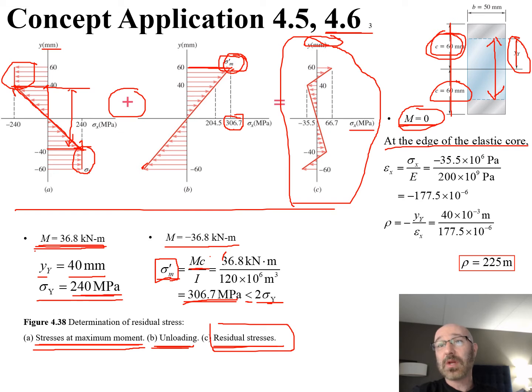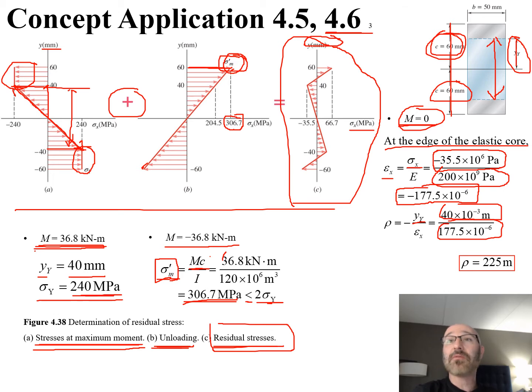So we have this relationship that our strain in the x direction is equal to our sigma x over E, where we have this value for our sigma x of 35.5 times 10 to the 6 pascals. We know our modulus of elasticity of the material is 200 times 10 to the 9th pascals. We do that out, and our epsilon sub x is negative 177 times 10 to the negative 6. If we want our radius of curvature, our rho value, we can take our y sub y, 40 times 10 to the negative 3 meters, divided by that epsilon sub x. And we can get a rho for when M is back to 0 after the unloading of 225 meters. And just a side note, if you're asking where these values came from, it goes, again, as I just mentioned, by adding these two together.